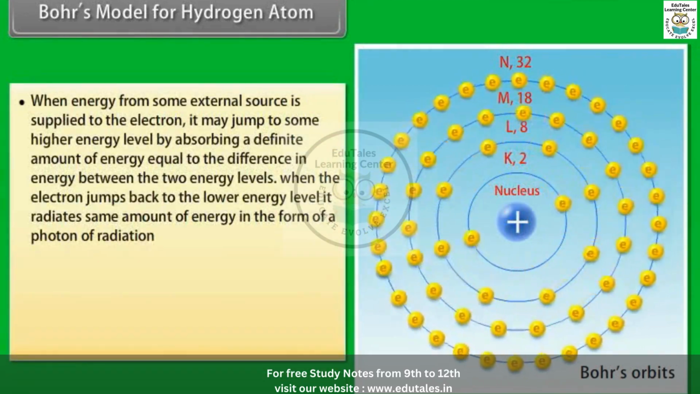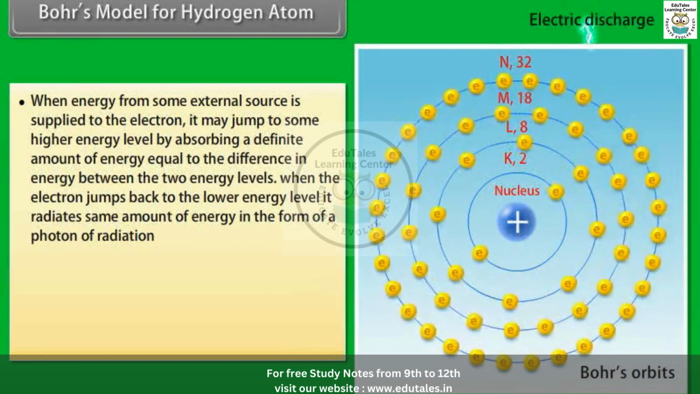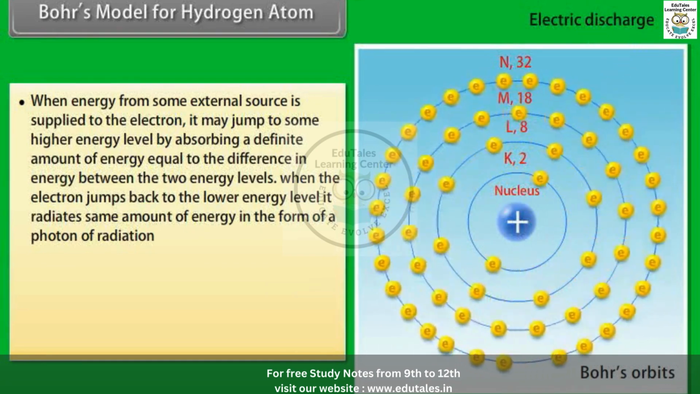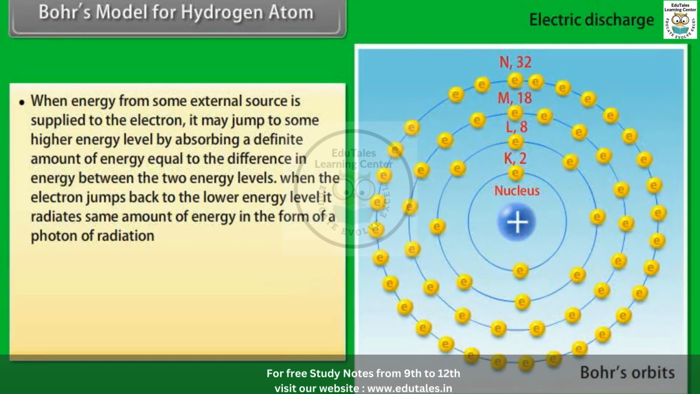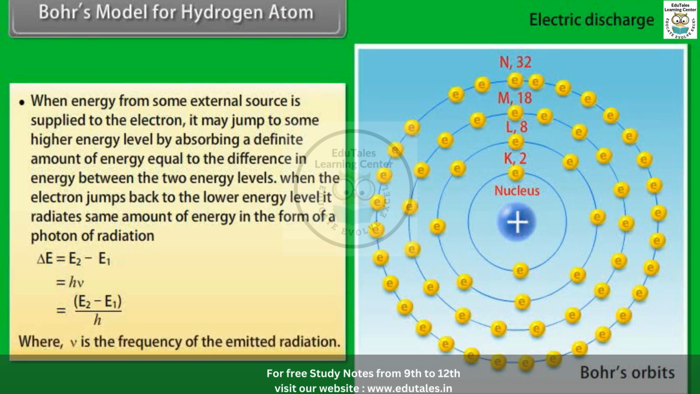When energy from some external source is supplied to the electron, it may jump to some higher energy level by absorbing a definite amount of energy equal to the difference in the energy between the two energy levels. When the electron jumps back to the lower energy level, it radiates same amount of energy in the form of a photon of radiation. ΔE is equal to E2 minus E1 is equal to hν. ν is equal to (E2 minus E1) by h, where ν is the frequency of the emitted radiation.